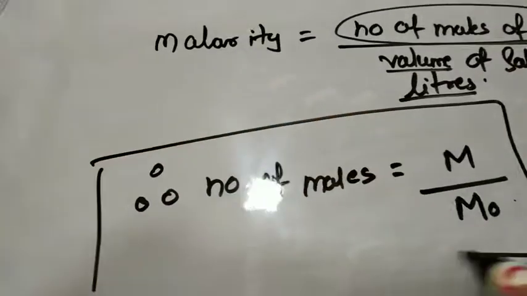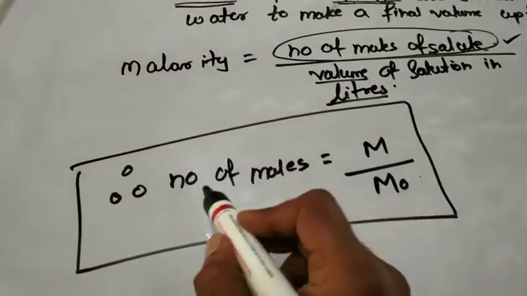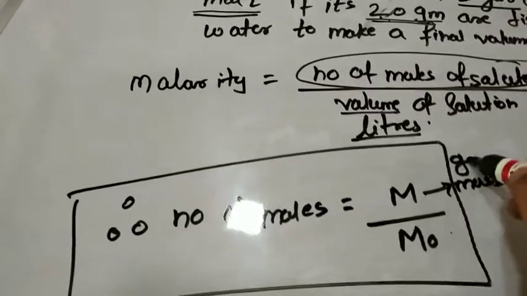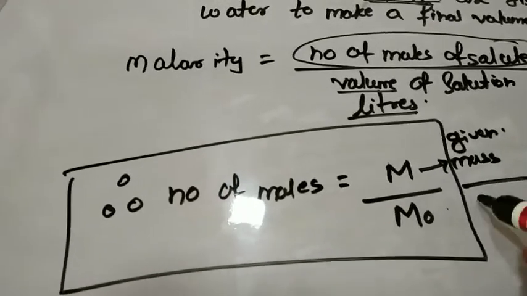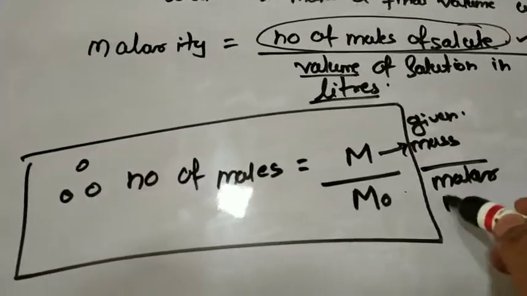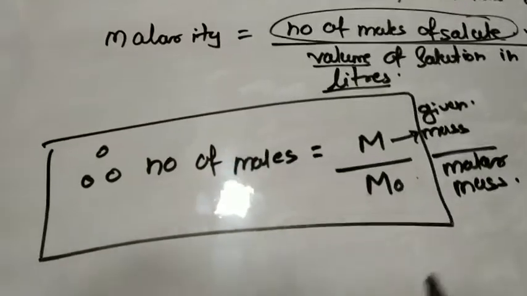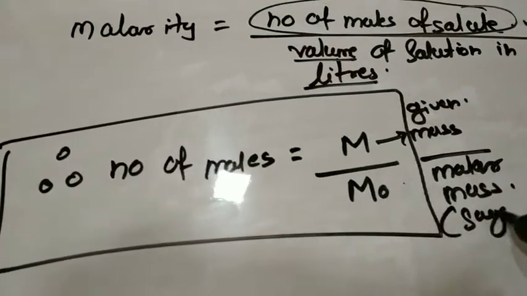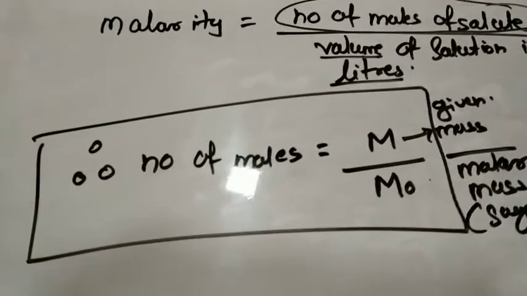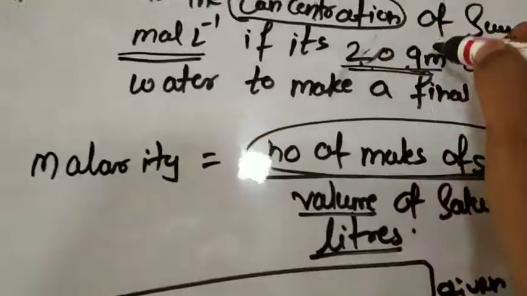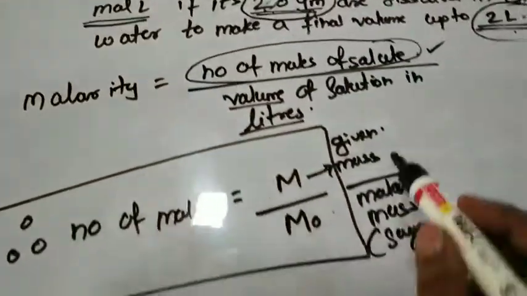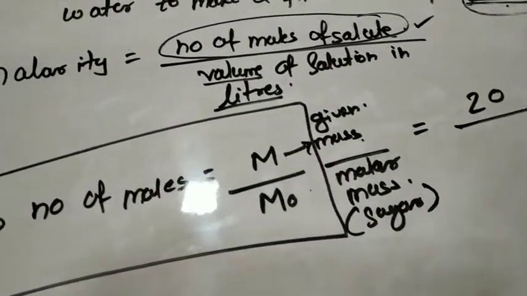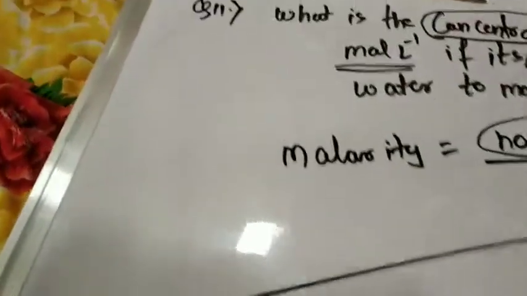ये फॉर्मूला बहुत ही फेमस फॉर्मूला है. नंबर ऑफ मोल्स इज इक्वल्स टू मास, और यू कैन से गिवन मास अपॉन मोलार मास. ठीक है. नाउ वी नीड टू कैलकुलेट द मोलार मास ऑफ व्हाट? मोलार मास ऑफ शुगर. Given mass is 20 grams, so number of moles is equals to 20 gram divided by molar mass of sugar. Now let's calculate the molar mass.